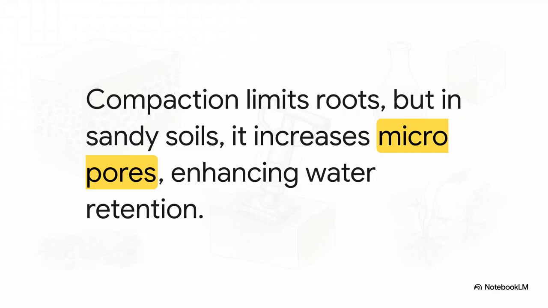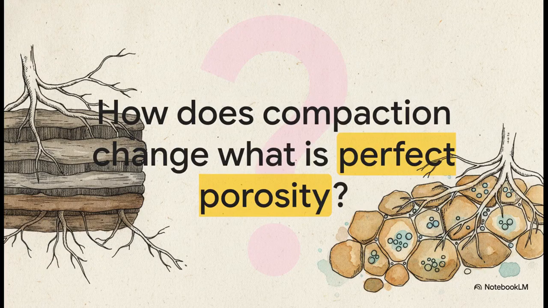We generally view compaction as a major problem because it restricts root penetration and nutrient uptake. But, interestingly enough, in highly coarse-textured sandy soils, compaction actually enhances water retention. It does this by increasing the micropore space. So, by forcing those particles closer together, it actually helps reduce percolation loss. Which leaves us with a really fascinating tension between compaction's negative mechanical resistance and its positive water retention effects.